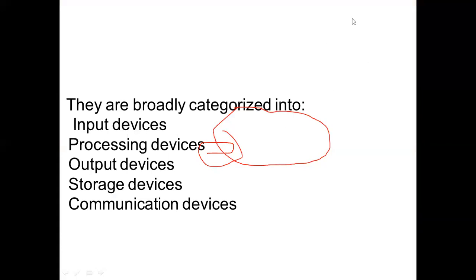Our hardware components are broadly categorized into input devices, processing devices, storage devices, output, and communication devices. Girls, whichever device you come across, whichever component of a computer you come across, it must either qualify to be input, processing, output, storage, or communication device.